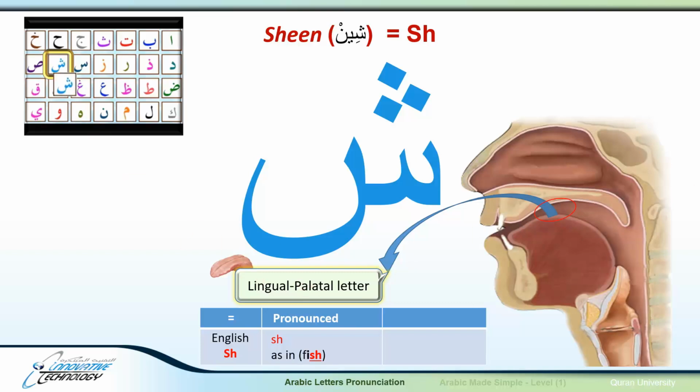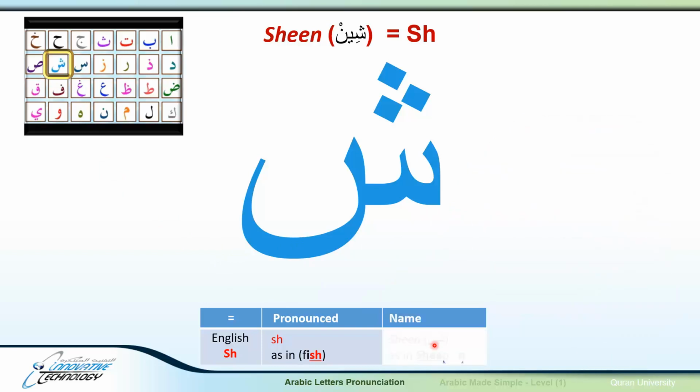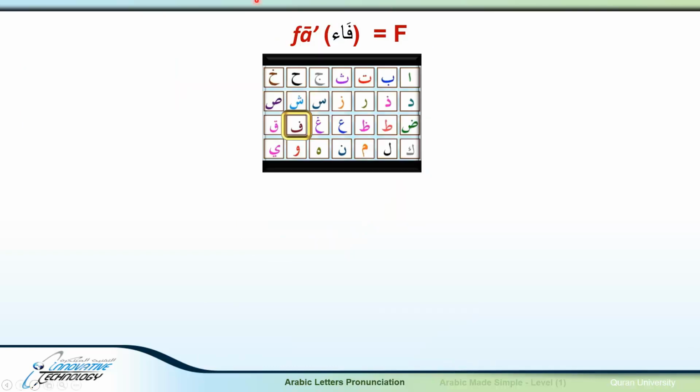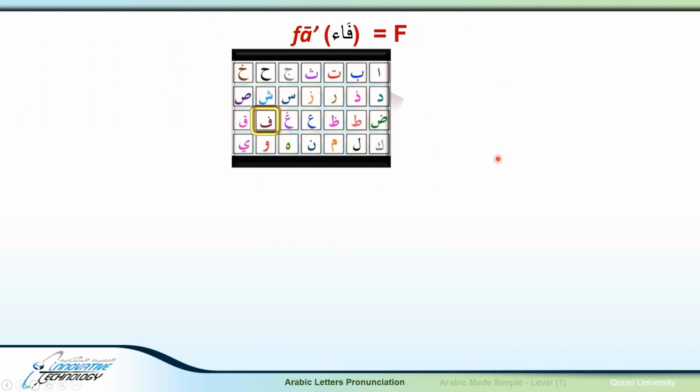And it's giving the name Sheen, as in sheep, but exchanging the P with an N. Sheen. The name Sheen, and the pronunciation is ish. Sheen. Ish. The next letter is the Fa.